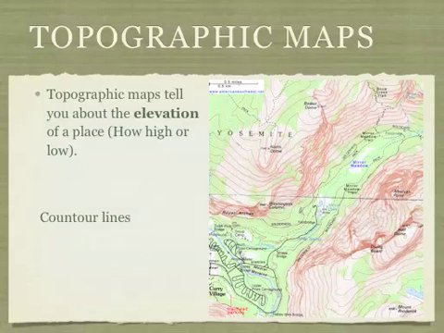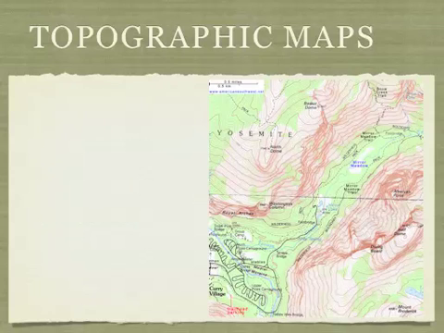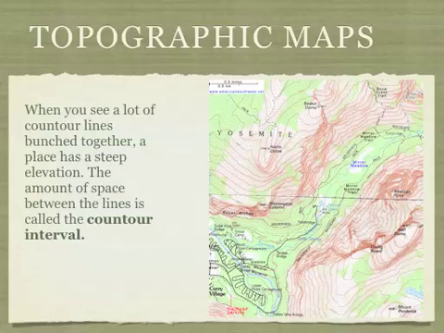So topographic maps. Topographic maps tell you about the elevation of a place, and that's just how high or low a place is. These lines right here are called contour lines. This arrow is pointing to a contour line that says 5,800. That's how high up this particular place is. So look, if it's 5,800 meters, you would know it's high up. It's probably a mountain.